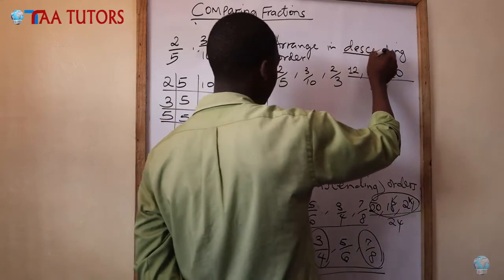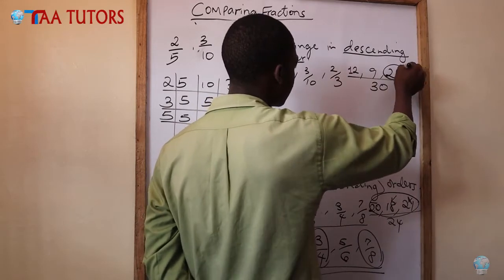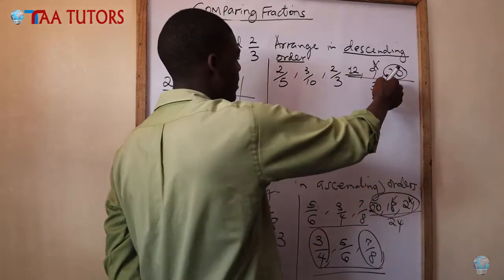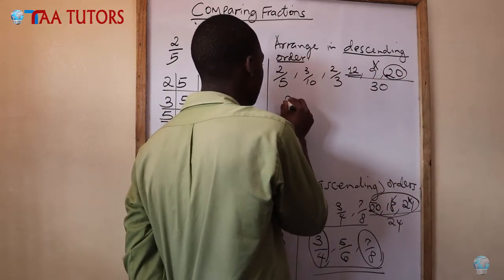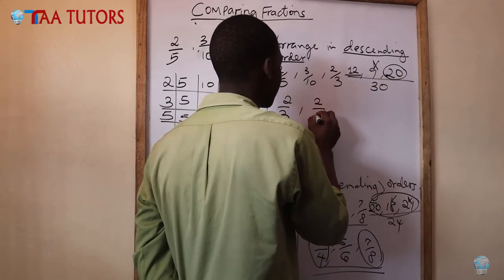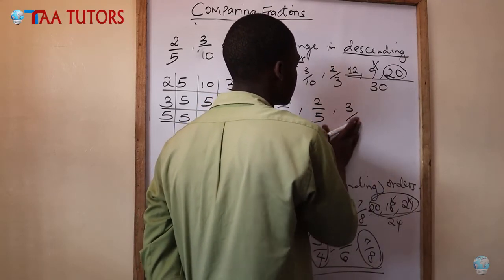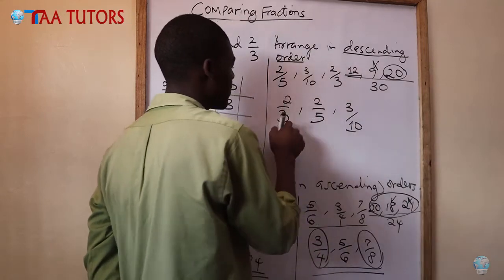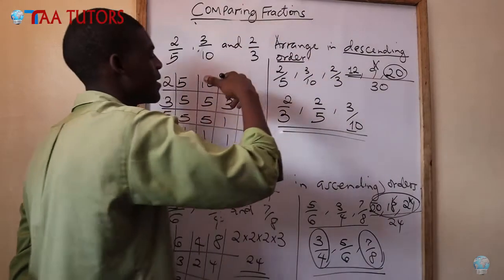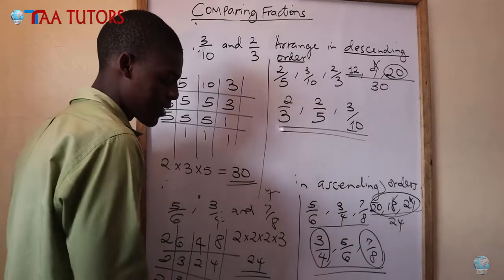We are using descending order, and descending order is from the largest to the smallest. So the largest one is 20, followed by 12, and lastly 9. So the fraction representing 20 is 2 over 3, then 12 is 2 over 5, and then 9 is 3 over 10. Now this is my order: 2 over 3, 2 over 5, and 3 over 10. I've compared the fractions and arranged them in descending order.